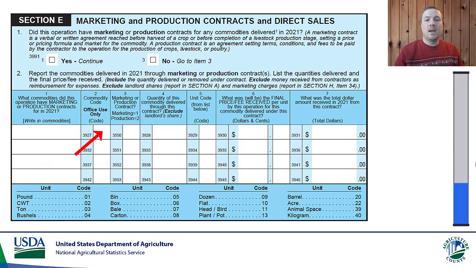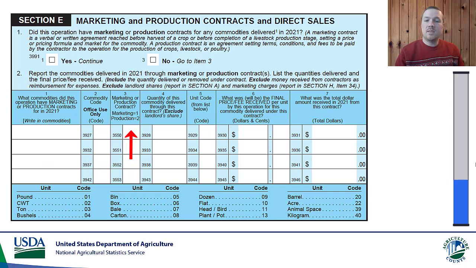The type of contract is indicated in column 3. A few years ago, the two contract types were consolidated into one table, so it's important that you identify which type of contract is in each line. As I mentioned earlier, most hog, poultry, and fed cattle contracts are production contracts. Most milk and crop sale contracts are marketing contracts.